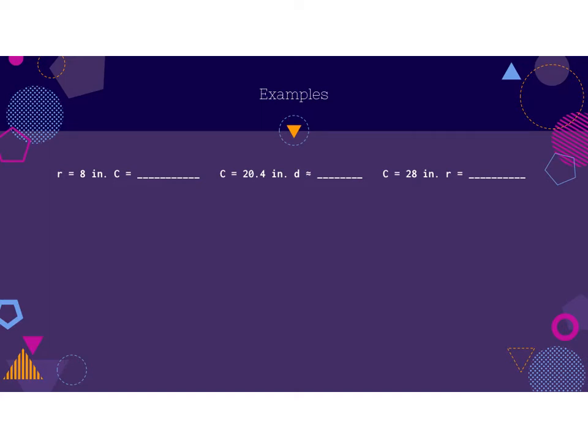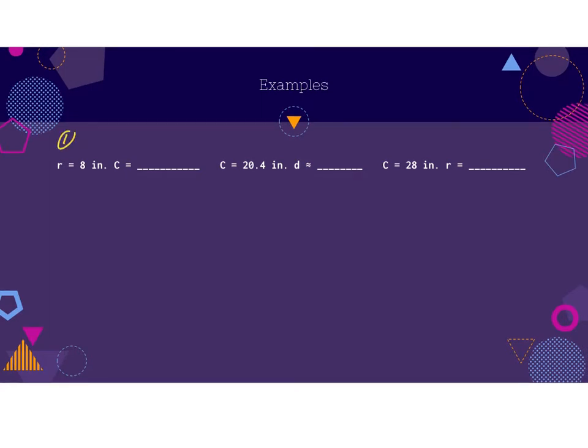Let's look at a couple more examples. In this first one, I am given the radius, and I need to find the circumference. So I'm going to use the formula circumference equals 2 pi r. I'm going to substitute what I know. I know my radius is 8. I'm going to bring everything else down, and I'm going to leave circumference as C.